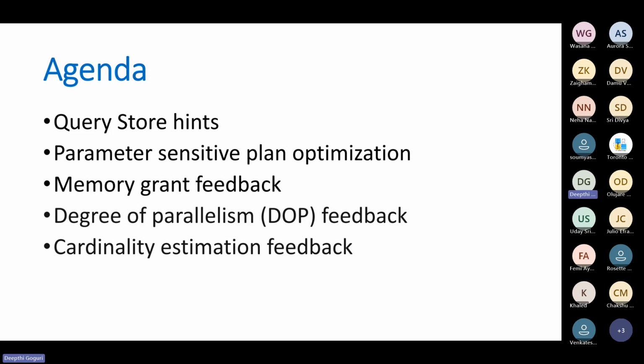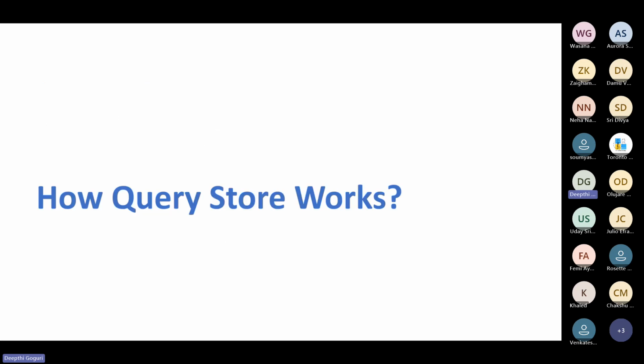Apart from parameter sensitive plan optimization, all the other bottom three IQP features require query store to be turned on. In SQL Server 2022, query store is automatically turned on. They made it the default. If you want to disable it, you can force it off. But if you are creating a new database, then query store is automatically turned on. So only parameter sensitive plan optimization doesn't require query store, but the rest of the other things require it.